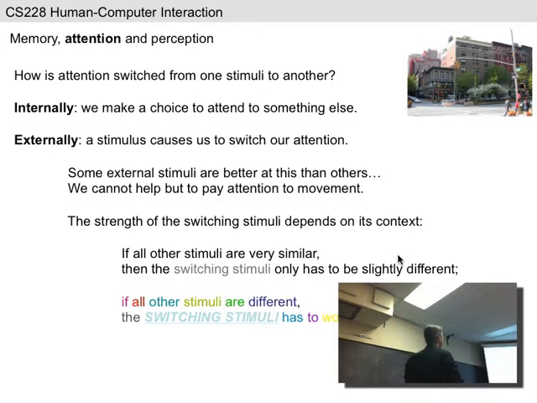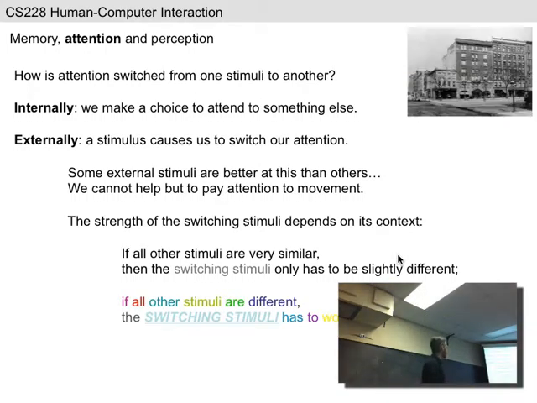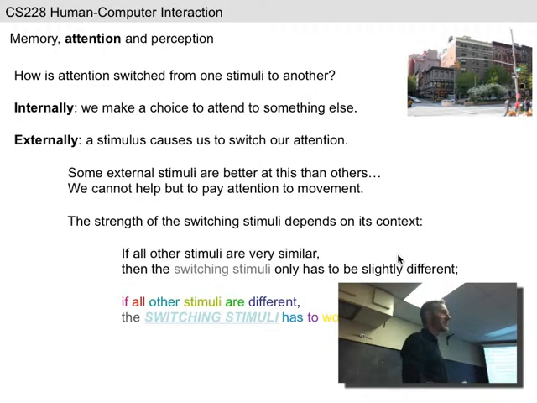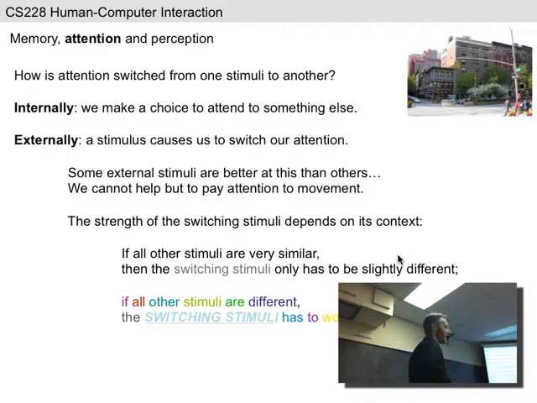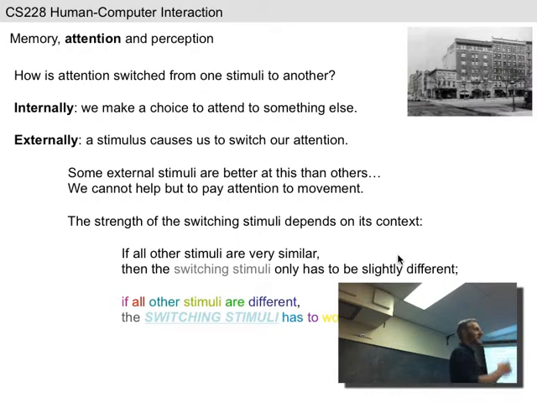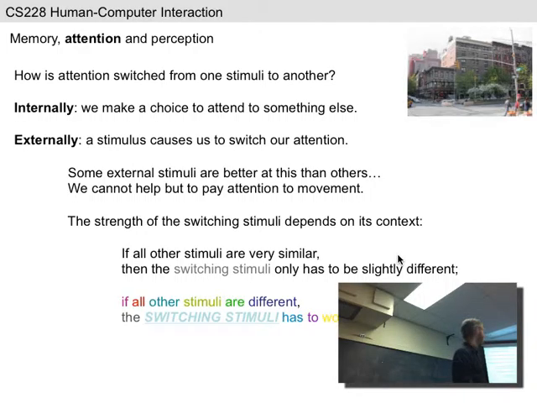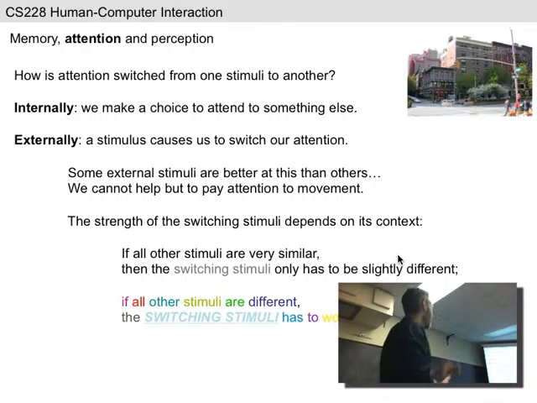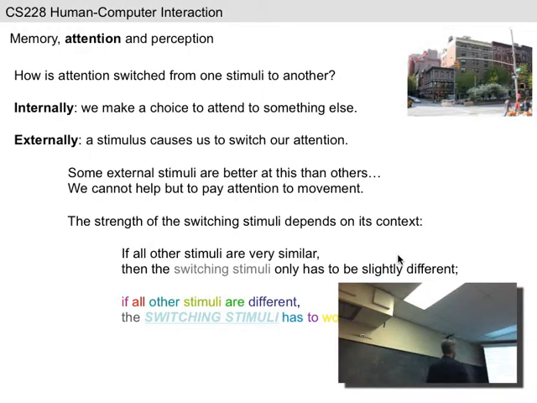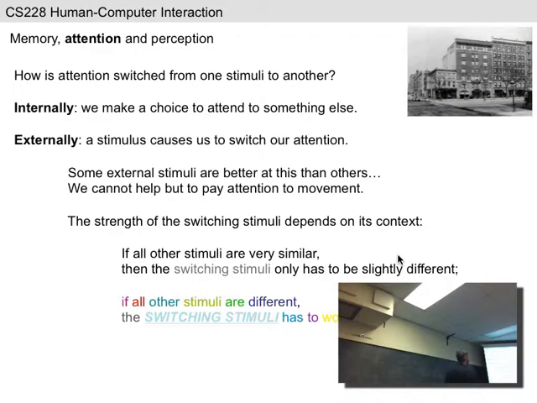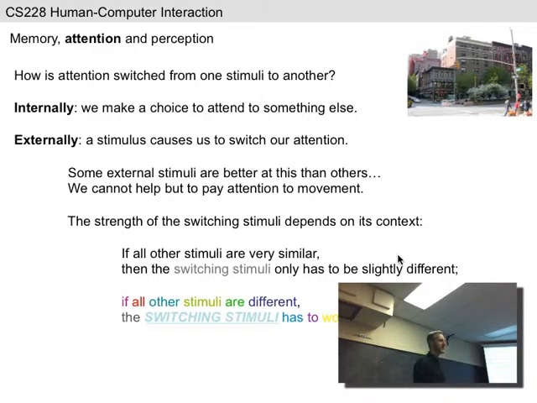Okay, how is attention actually switched from one stimuli to another? As I talk you through this slide, you're going to be pulled every 5 or 10 seconds to the animated GIF in the top right. Don't pay attention to it. Okay. Internally, we make a choice to attend to something else. Externally, a stimulus causes us to switch our attention. What causes you to switch attention is context dependent.